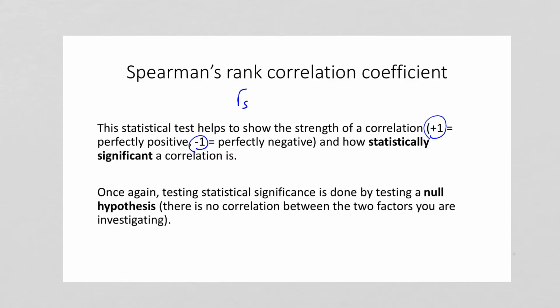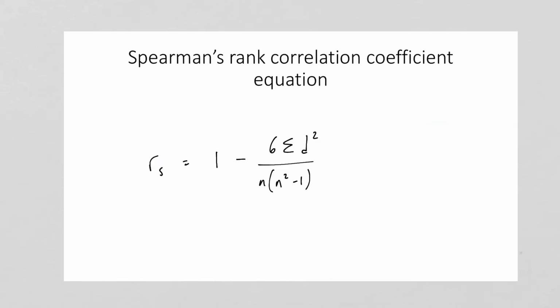Let's have a look at the equation to begin with. RS is equal to 1 take away 6 times the sum of the difference in rank squared, divided by the number of pairs, n, times n squared take away 1. So what do we mean here? This, as we saw for the student's t-test, is the sum of symbol. This letter here is going to be the difference in ranks, and we'll look at what that means with an example in a second.